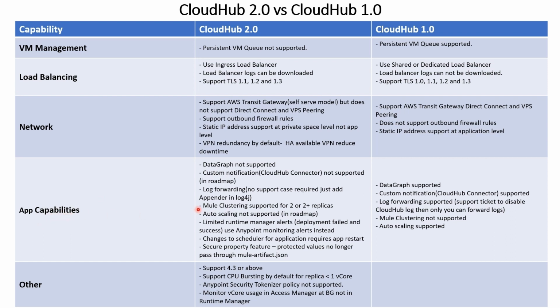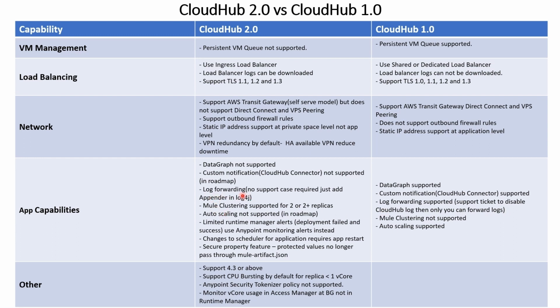Application capabilities. CloudHub 2.0 does not support data graph. It does not support custom notification. Custom notification using CloudHub connector was supported in CloudHub 1.0. Custom notification is not supported in CloudHub 2.0. Log forwarding was supported in CloudHub 1.0 as well, but you need to create a support ticket to disable the CloudHub log, and only then can you forward the log to the external system.